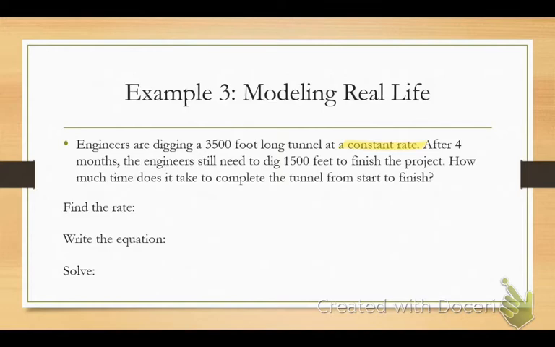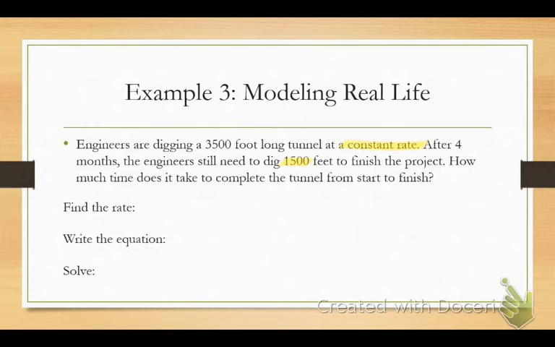That's what constant means. So it's possible now to use a formula to predict, that's what we're doing, how long it's going to take. All right, so at a constant rate, after 4 months, the engineers still need to dig 1,500 feet to finish the project. So how much time does it take to complete the tunnel from start to finish?